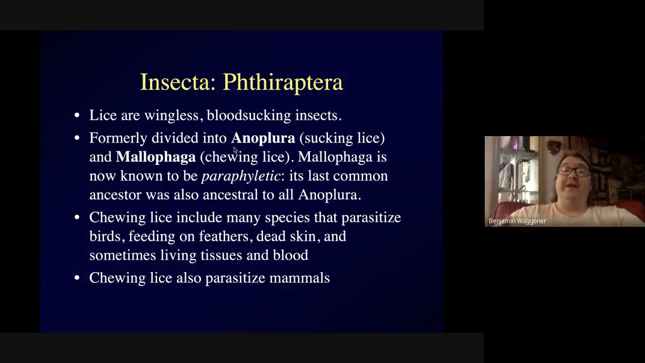So sucking lice suck blood. Chewing lice, if they're on birds, will feed on feathers. They feed on dead skin. On mammals, it's the same. They'll feed on hair and dead skin. Sometimes they'll also eat living tissues, and sometimes they will also drink blood, even though they've got chewing mouth parts rather than the piercing mouth parts of anopluran lice.